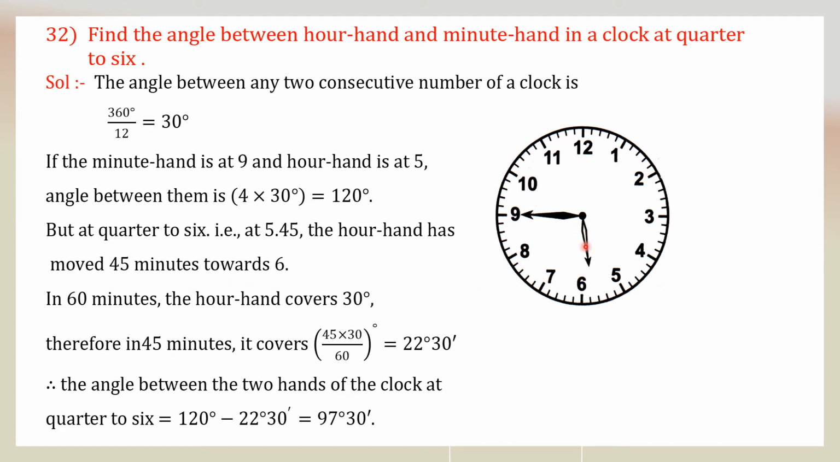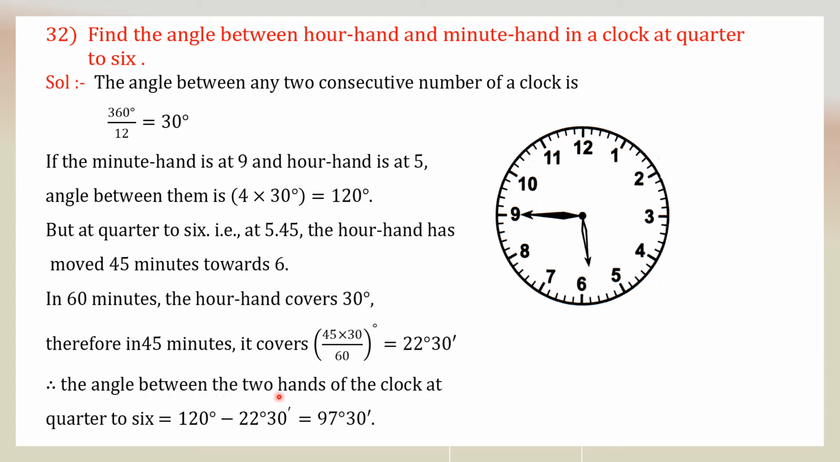The hour hand moves towards 6 in 45 minutes. The minute hand starts from here and in 45 minutes takes the position at 9. Then the hour hand also changes from 5 towards 6. Therefore, find the angle of the hour hand in 45 minutes. We know that in 60 minutes the hour hand covers 30 degrees. Therefore in 45 minutes it covers 45 into 30 divided by 60 degrees. Simplifying, we get 22 degrees 30 minutes.